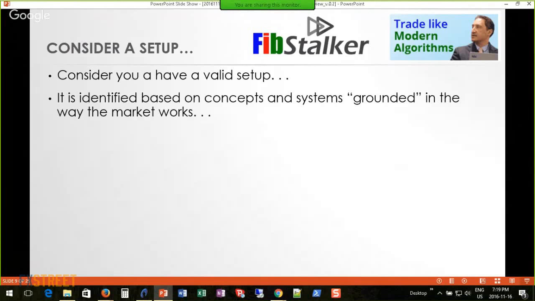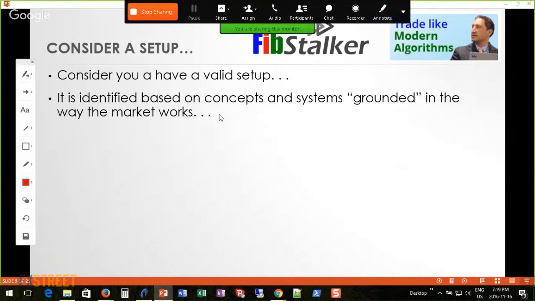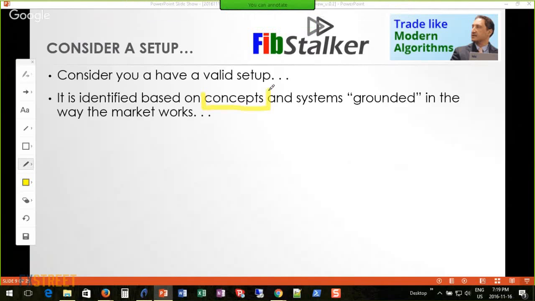Now, a valid setup has to be identified based on concepts and systems that are grounded in the way markets work, especially modern markets, a totally different animal compared to the markets that we had 15 or 20 years ago. When I speak about concepts, these are basically the main tenets on which your trading method is based, and a system could be a number of things. It could be a trading system, or a process that you use to analyze price, and so on.